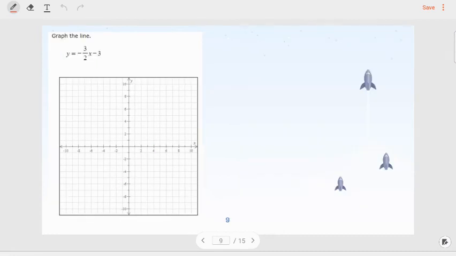Hey, last one, try this one on your own. Try and imagine what it is that I do. Pause while you decide, and then press play to check to see if you're right.